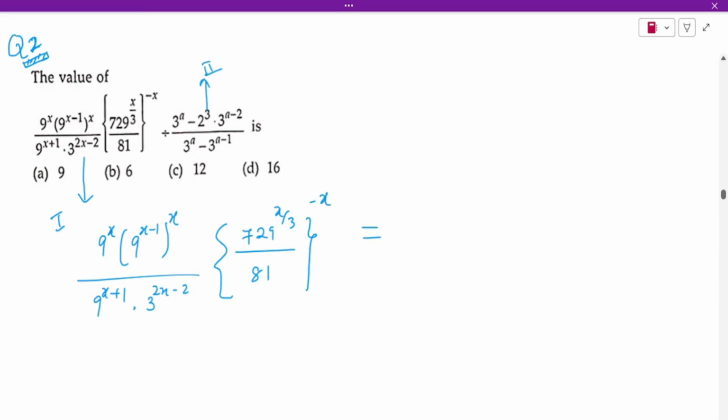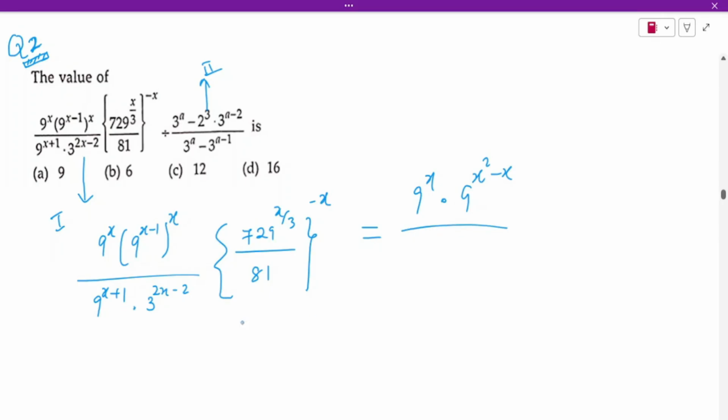So we can simplify this as 9 to the power x, and this power is x minus 1, which is going to multiply with x, so we can directly write it as 9 to the power of x times x, which is x square, and then we have minus 1 times x, which is minus x.